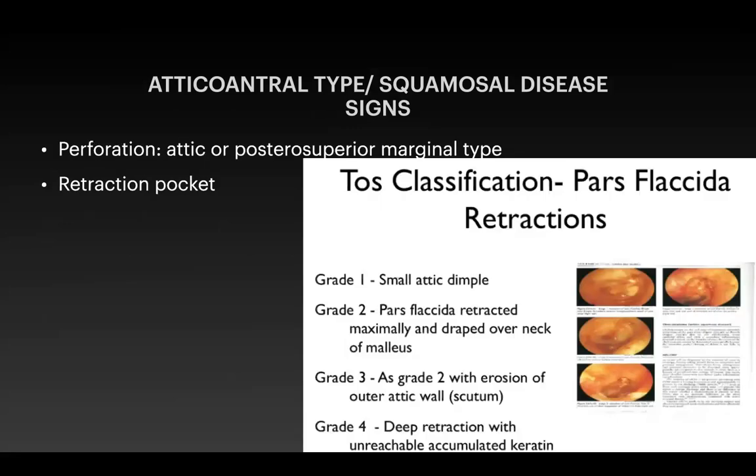Perforation is at the attic or posterior-superior marginal type with retraction pocket that can be classified with the TOS classification as shown, where grade 1, there is a small attic dimple. Grade 2, the pars flaccida is retracted maximally and draped over the neck of the malleus. Grade 3 as grade 2 with erosion of the outer attic wall or scutum. And lastly, grade 4, deep retraction with unreachable accumulated keratin.